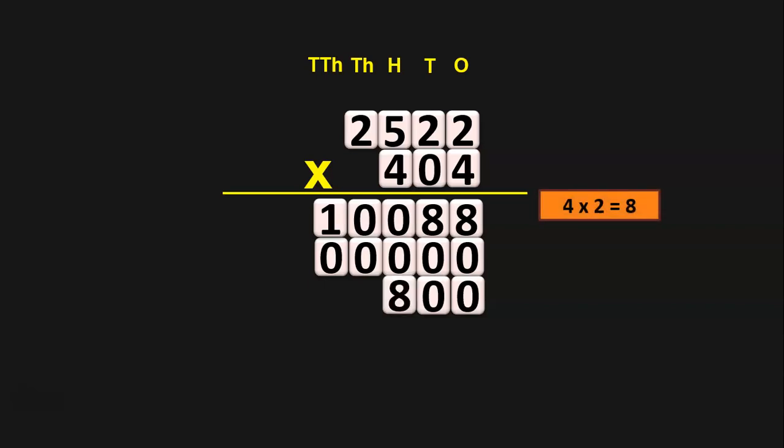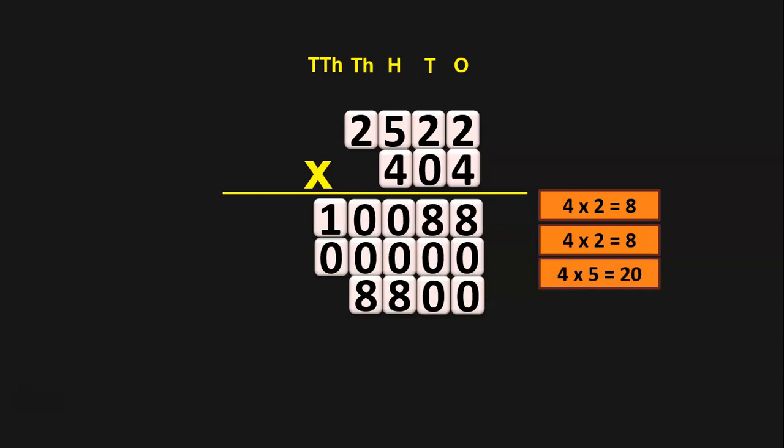So add 8 in the hundreds place. Next, 4 into 2 is 8 again. Put an 8 in the thousands place. Next, 4 into 5 is 20. 0 in the 10,000s place and 2 will be a carryover.